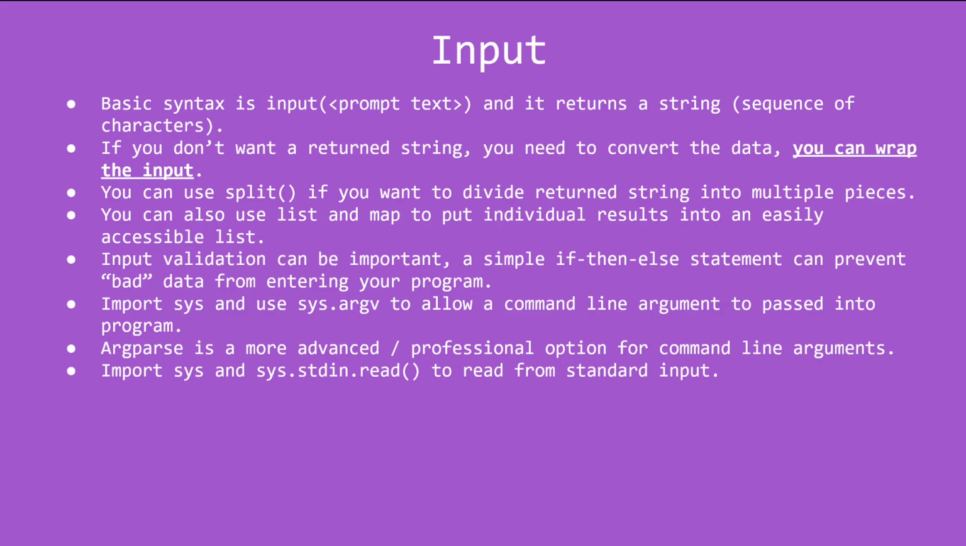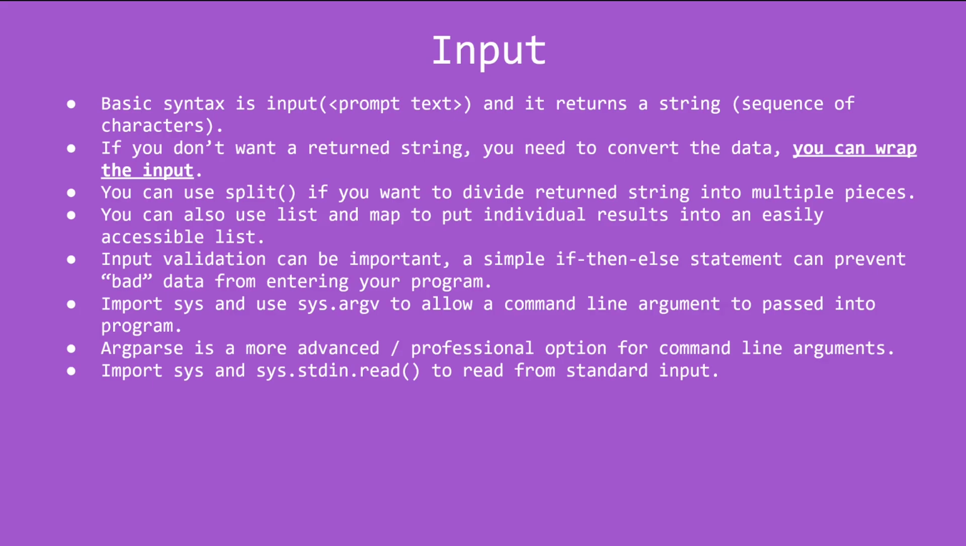It's just an input function. You put whatever prompt text you want, and it returns a string, which is again just a sequence of characters. Now, if you don't want to return a string, you need to convert the data, but you can just wrap the input itself. So you could just wrap it in, say, the int function if you're trying to get a returned int. You can also use the split function if you want to divide the returned string into multiple pieces. You can use list and map to actually put the individual results into an easily accessible list.